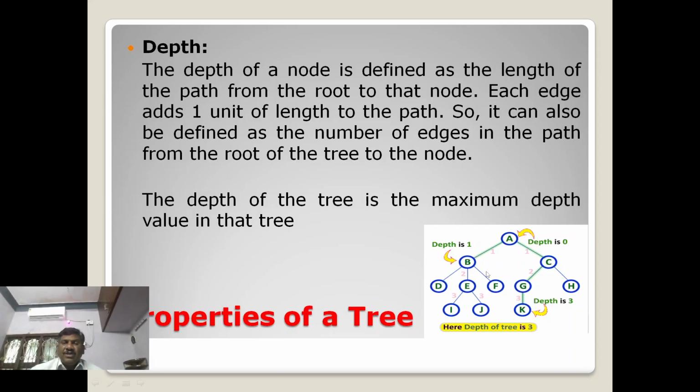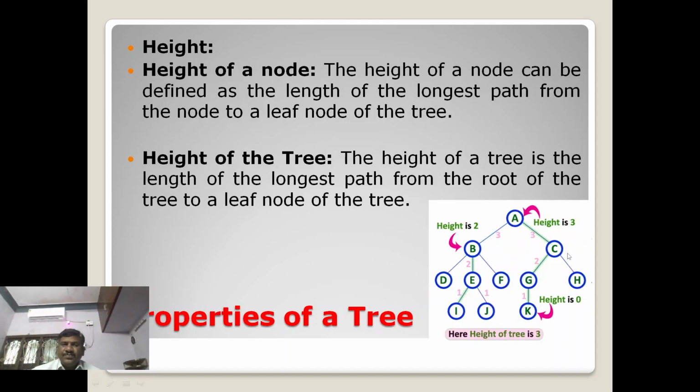If I find the depth of node G, the depth is 2, because I have to pass through 2 edges. The depth of C is 1. For A, I have no edges, so the depth is 0.